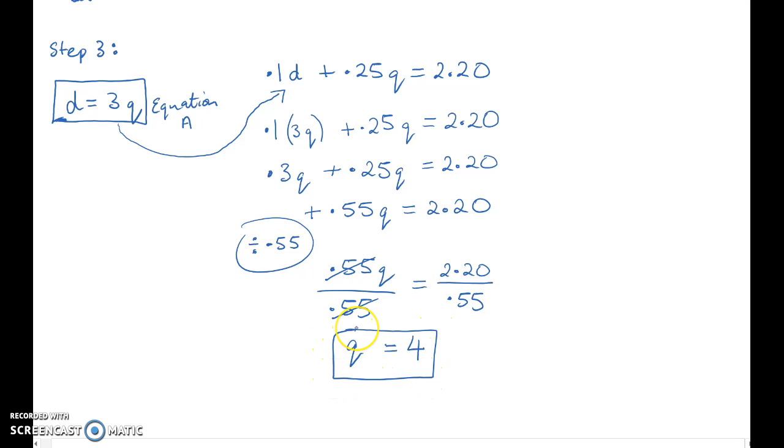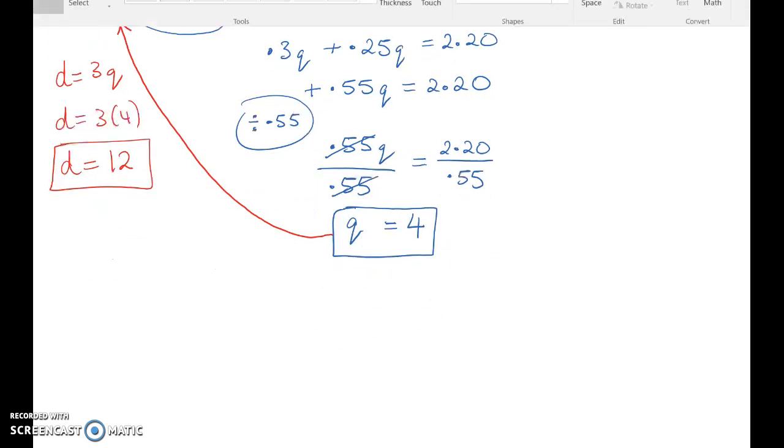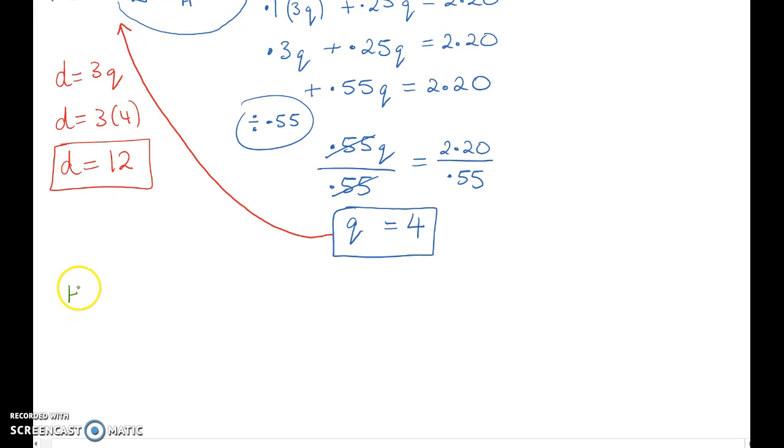Now remember what Q was? Q is the number of quarters that he stole from me. We bring that answer back to the original equation A, where we had D is equal to 3Q. And now we know that Q is 4, so D is equal to 3 times 4. So D is equal to 12. Okay, so don't forget to finish the question off. So he stole, and I'll never forgive him, 4 quarters and 12 dimes.